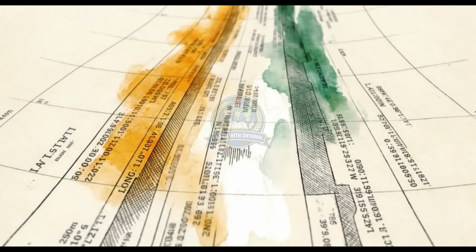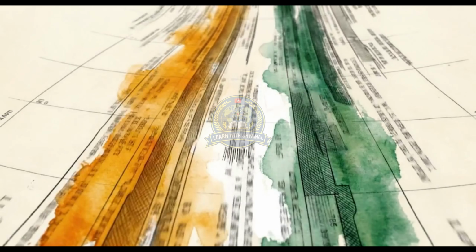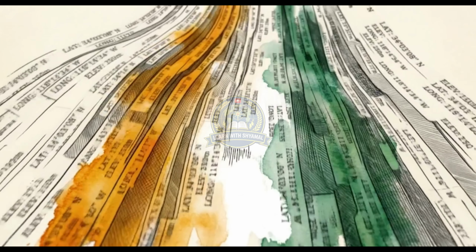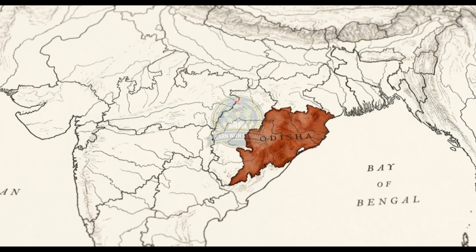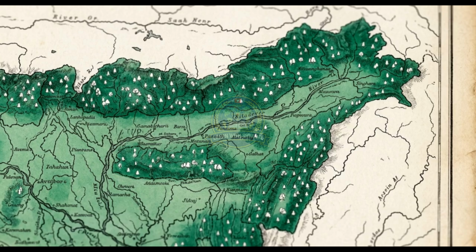43% alluvial cover, 21.76% forested area, 2.02 million square kilometers of exclusive economic zone, major iron deposits in Odisha, limestone in Rajasthan, and tropical evergreen belts scattered across the northeast.